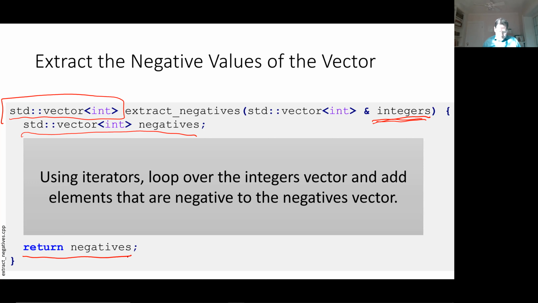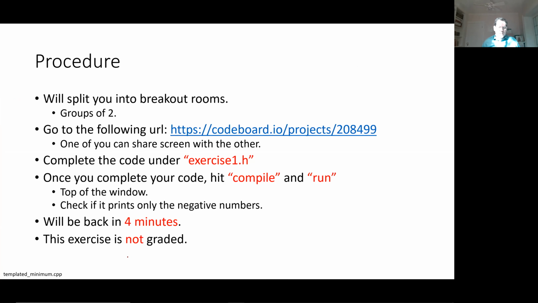And let's see. So we're going to split you into breakout rooms. Abbott, I'm not sure I can do this, so I think you may have to do this. Yeah, I'll do it. Hopefully you've clicked on the URL in the chat. If not, go to the very top of the chat. This is exercise 1. We'll give you 4 minutes, work in pairs, and just try to write that code. Okay?